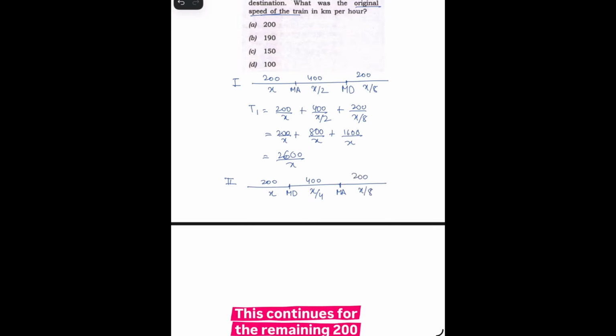In the second case, for the first 200 kilometers, the speed is x. After that, the train develops a mechanical defect, hence the speed becomes 1/4 of the existing speed. So the speed will become x by 4. This continues for 400 kilometers. After that, the train meets with a minor accident. Hence the speed becomes half of the existing speed. So it becomes x by 8. This continues for the remaining 200 kilometers.